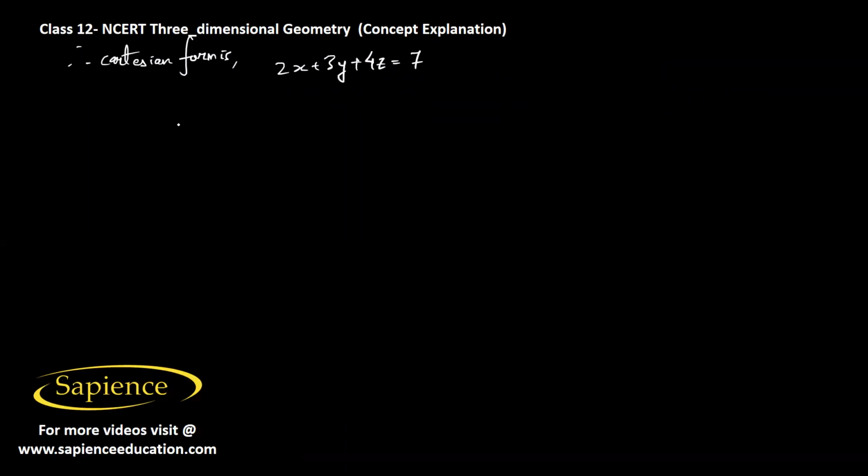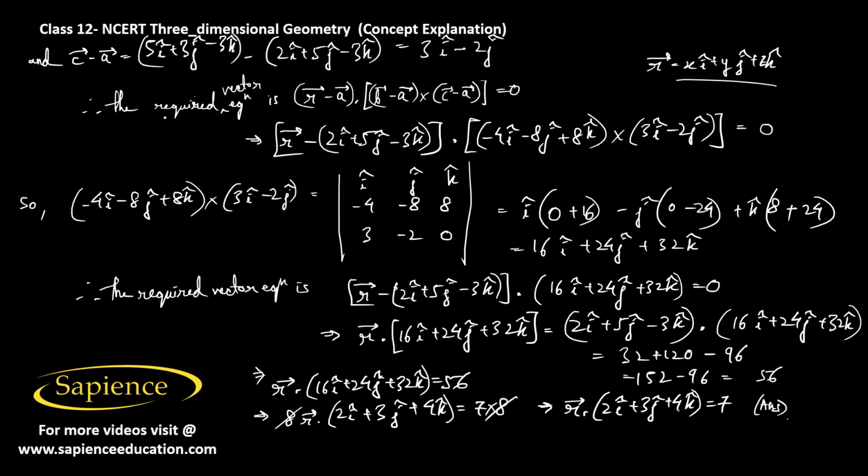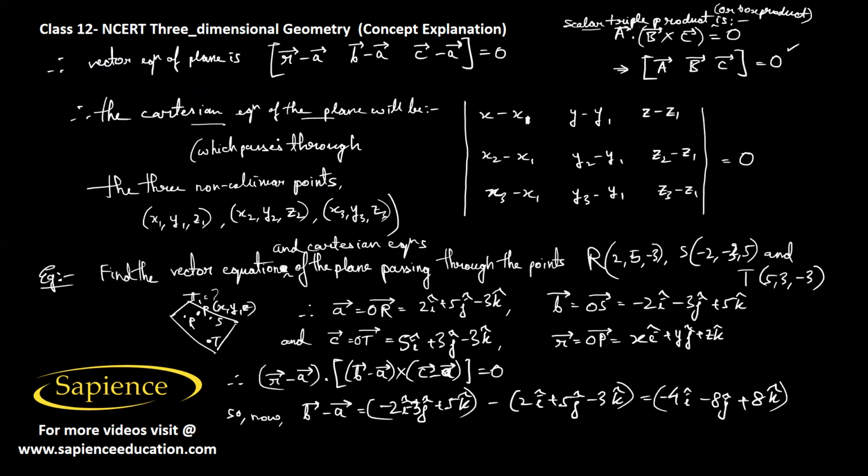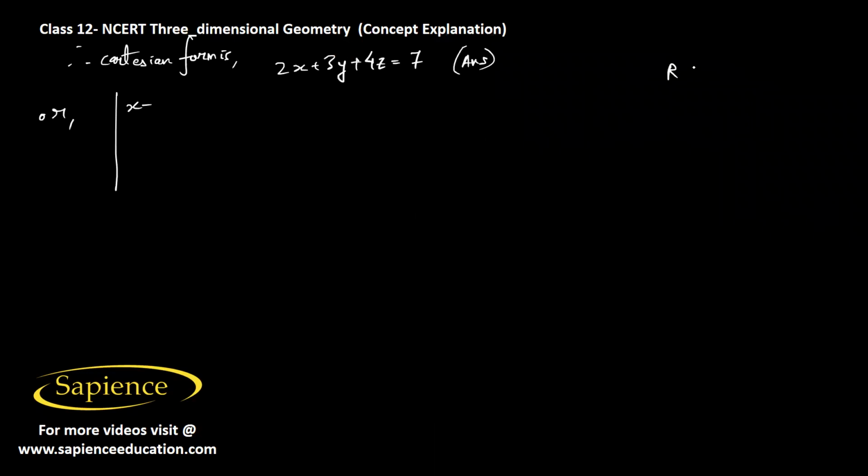Or we can also find the Cartesian form of the equation of the plane in this form also. That will be the determinant of x minus x1, which is the coordinates of the point A, meaning the coordinates of the point R. So here R is given as (2, 5, minus 3), and the point S is given as (minus 2, minus 3, 5), and T is given as (5, 3, minus 3).